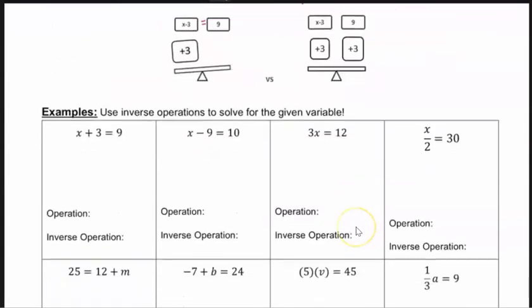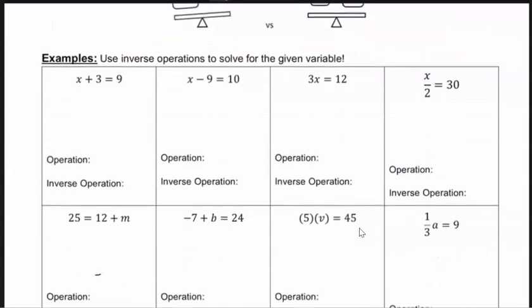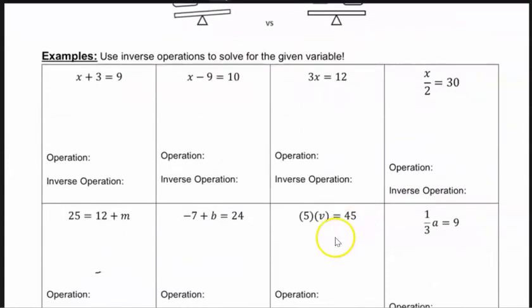So we're going to identify the operation being applied to x as well as the inverse operation. So in our first example, we have x plus 3 equals 9. Well, I can see I'm adding 3 to x, so my operation is add 3. And the inverse operation of adding, or the opposite of adding 3, will be to subtract 3. So that's what I'm going to do here.